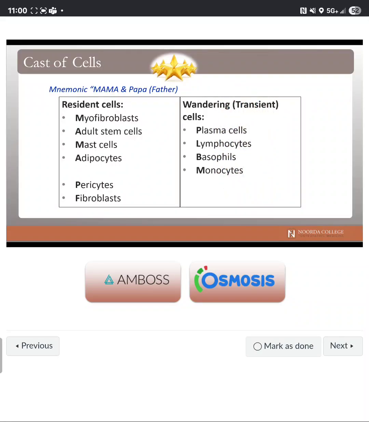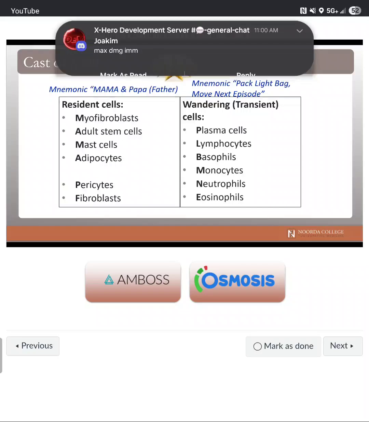Under the wandering or transient, these cells are not native to the connective tissue, and so they can come in depending on whether they are needed or not. That can include plasma cells, lymphocytes, basophils, monocytes, neutrophils, and eosinophils. You can see that these are all cells of the immune system.